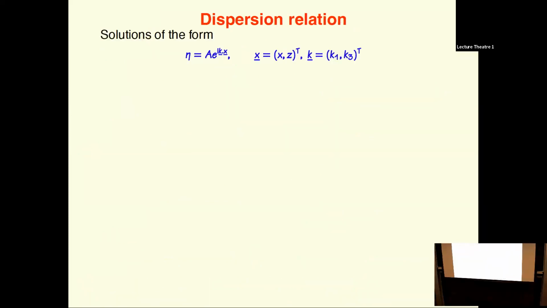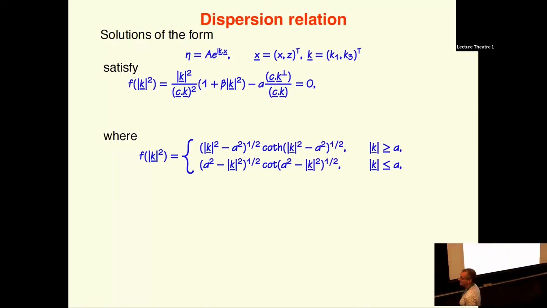Okay, let's take a look. So now, the first thing you do when you're looking at equations like this is to look at the dispersion relation. So those are solutions of this form, exponentials. Again, k1, k3, because it's x and z, I'm sorry. What you find is this. So the dispersion relation looks like this. It's written down fully. k and k perpendicular, those are from the k up here. And this function f basically has a hyperbolic cotangent or a cotangent, depending on whether you're smaller or larger than alpha.